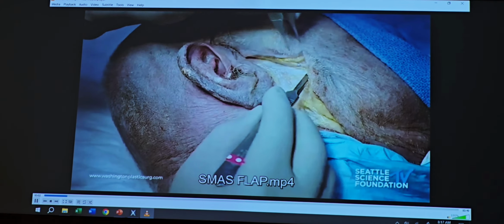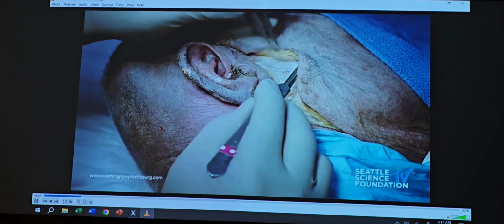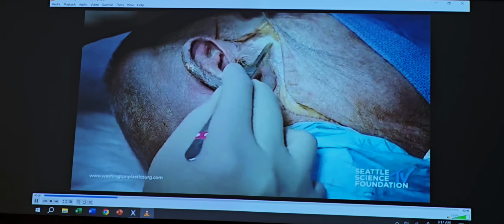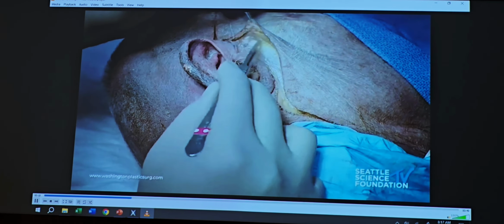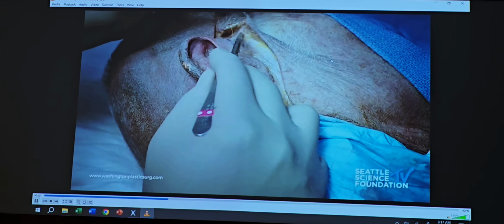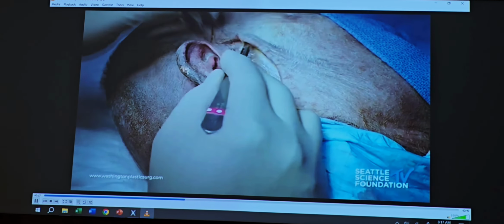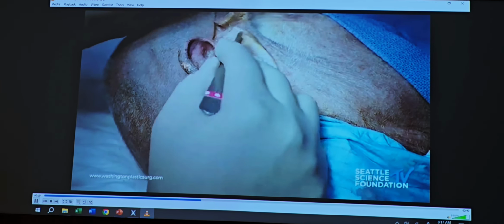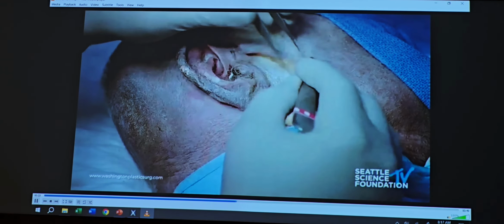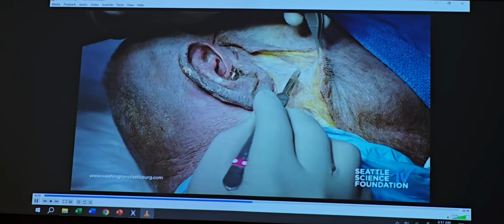So this is the parotid fascia. You have to look for the glistening parotid fascia, and you have to carefully dissect it. And this parotid fascia is attached to the masseter also, so it's also called parotidomasseteric fascia. It's a very dense fascia, and the SMAS flap should be above it.